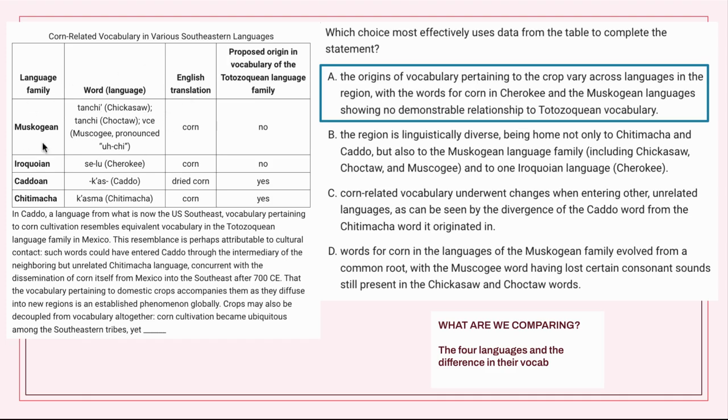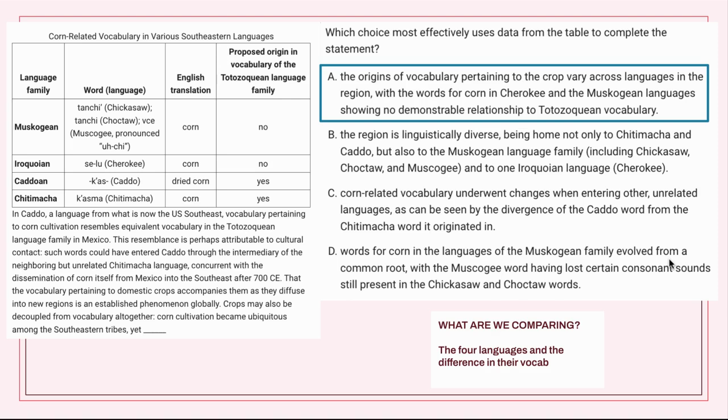But we want to talk about different language families, right? This one best says the origins from across languages in the region, and takes examples from multiple language families. This is just focusing on the Muskogean one. So that's why it's not really the best answer.